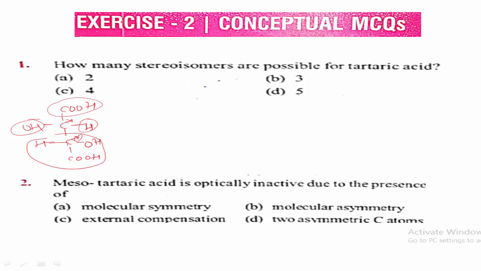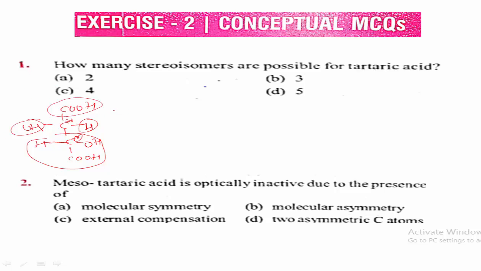But when you observe both asymmetric carbon atoms, the groups involved are the same. Here one OH, and this carbon atom also contains one OH; here COOH group, here also COOH group; here H, here H. It means it is a symmetrical molecule containing two asymmetric carbon atoms. In this case you can calculate the number of optical isomers in the given compound using this formula.